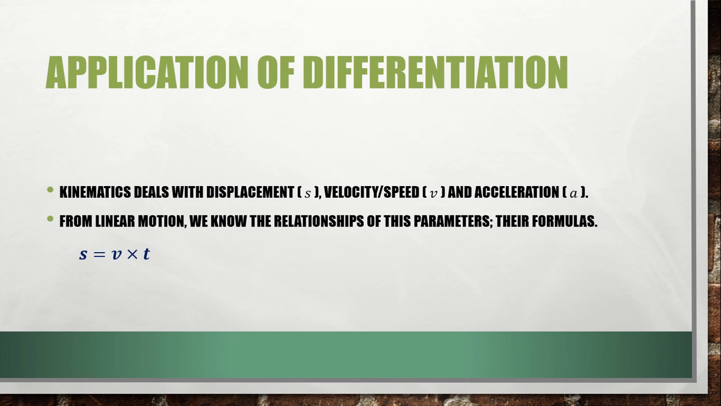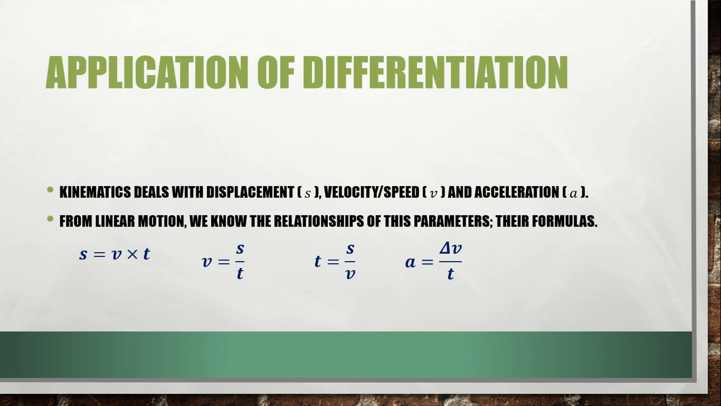Now we know that displacement is the product of velocity and time. Velocity itself is the quotient of displacement with respect to time. Time itself is also a quotient of displacement with respect to velocity. And finally, acceleration is the quotient of the change in velocity with respect to time, or you can say the rate of change of velocity with respect to time.